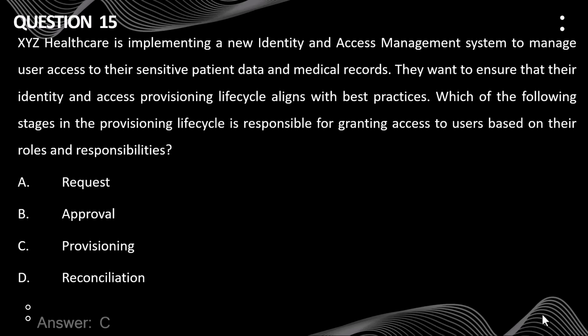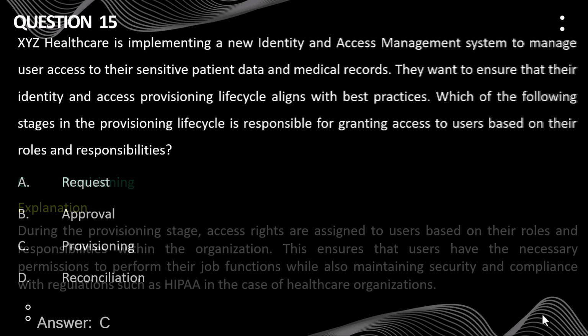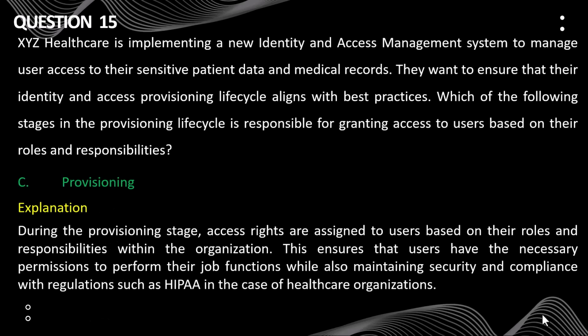So based on this scenario, the stage where access is granted to users based on their roles and responsibilities is the provisioning stage, option C. It is at this stage that the access rights are granted to users based on their roles and responsibilities within the organization. This ensures that the users have the necessary permissions to perform their job functions while maintaining security and compliance with regulations. In this case, it's healthcare, so it ensures they are abiding by the regulations of HIPAA.